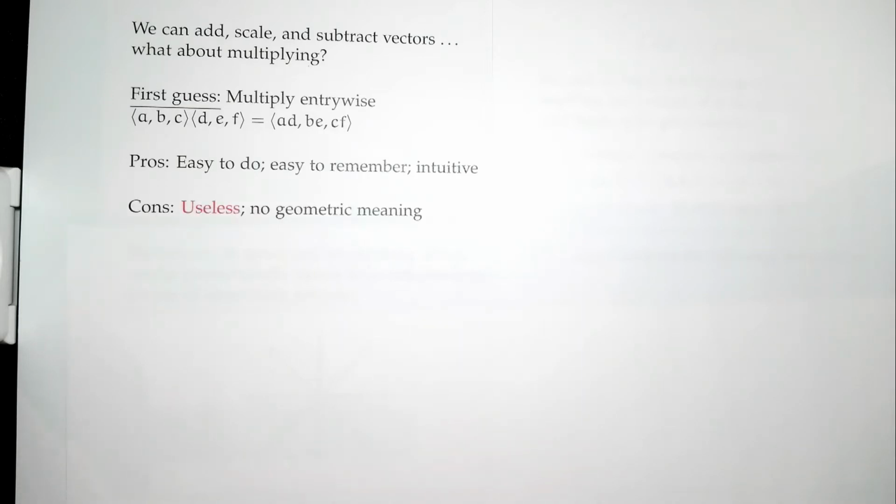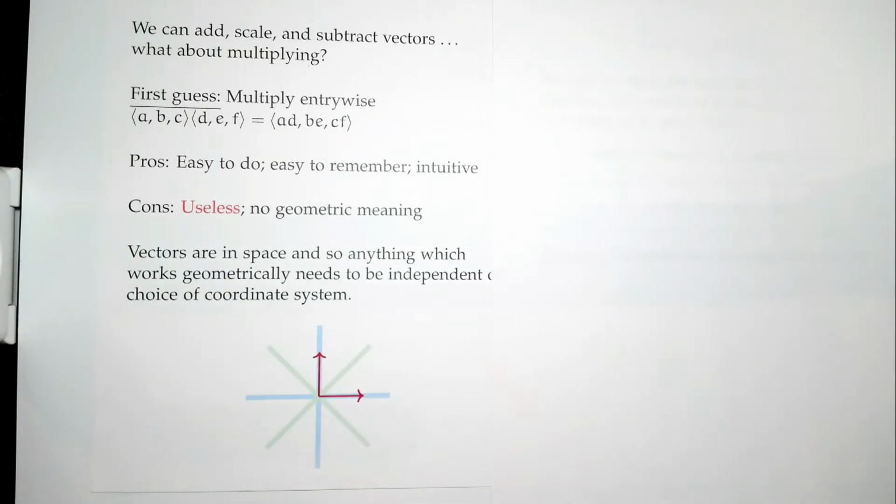So there are cons. It turns out that even though it's easy to do, it's useless. That's a bold statement. Now, let me explain what we mean. There's no geometry inside this type of product of vectors. So when we talk about geometry, we're talking about the geometry of space.